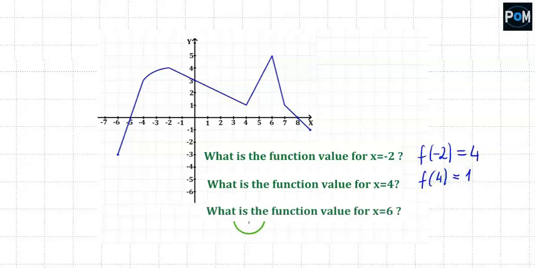And what is the function value for x equals 6? X is equal to 6 in this place. The function's value then goes up here. This is the maximum value of the function, which is 5.